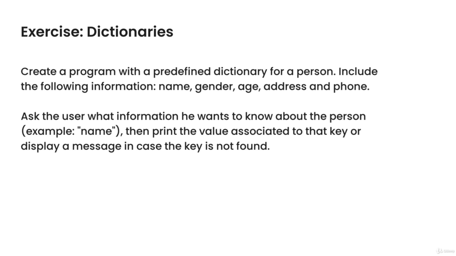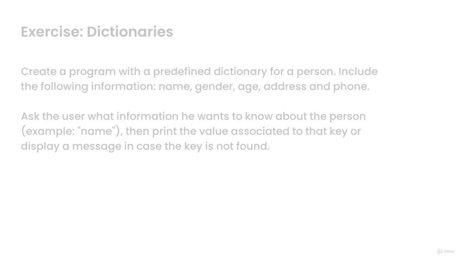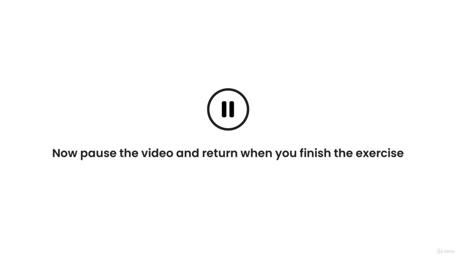So let's say the user types name, then you're going to have to print the value associated to the key name. Display an alternative message if the information can't be found. All right, good luck. When you're finished, come back here to see the solution.